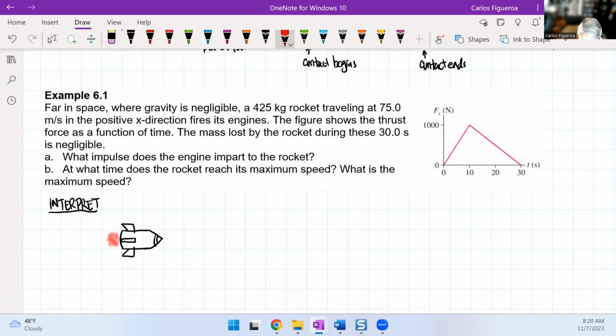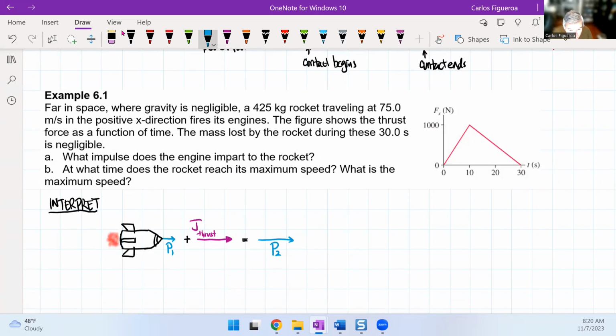What we see here is that the rocket starts off with some initial momentum, P1, going to the right. And as a consequence, there's the impulse of the thrust. Now the impulse applies an external thrust, which is given by this quantity. And as a consequence, it should then increase the momentum of the rocket.